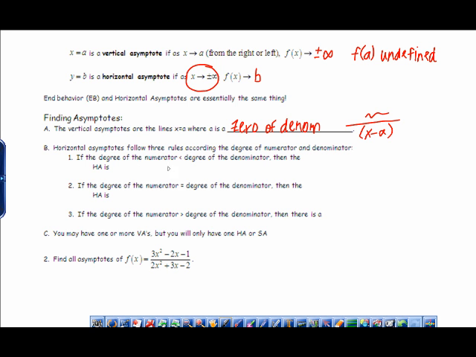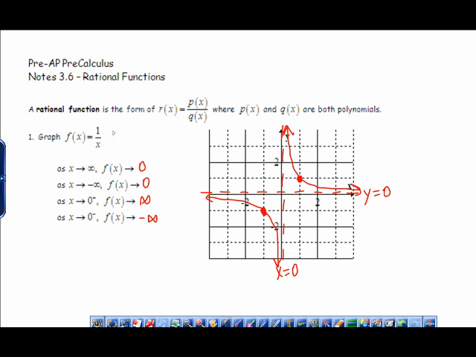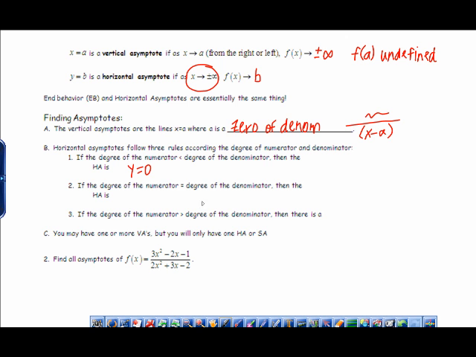So if the degree of the numerator is less than the degree of the denominator, then the horizontal asymptote is y equals 0. This is just like the parent function. The degree of the numerator is 0. The degree of the denominator is 1. So if you forget about this, just think, okay, it's like the parent function. Sometimes I call these bottom heavy because the degree on the denominator is larger.